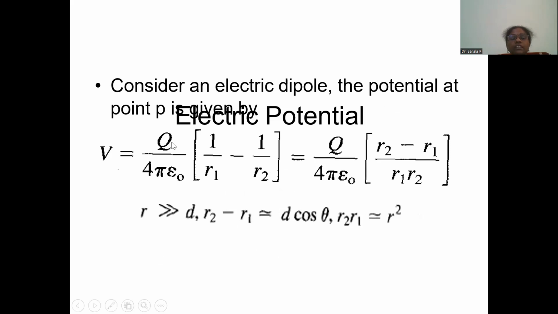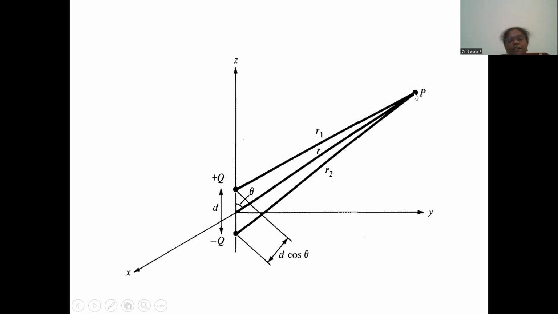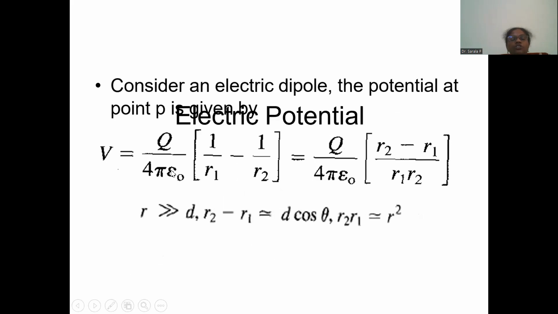Okay. So now consider an electric dipole. The potential at point P is given by, so now we have to calculate the potential at point P due to these charges. That is Q by 4 pi epsilon naught, 1 by R1 minus 1 by R2. Already we know how to calculate this potential. So Q by 4 pi epsilon naught, (R2 minus R1) by R1 R2.